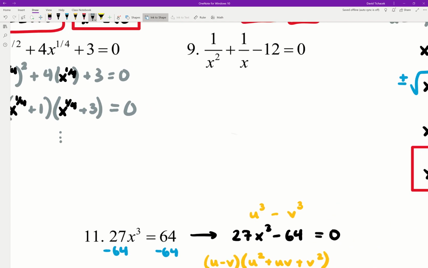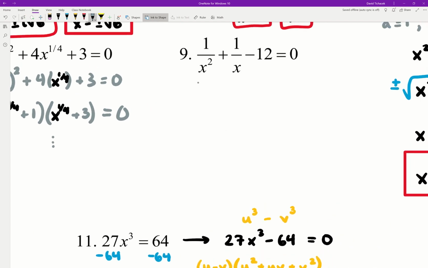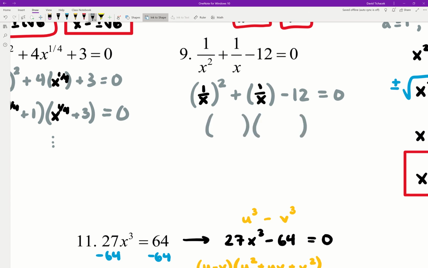In the case of number 9, you can also write this in a quadratic form by simply saying something squared plus something minus 12 is equal to 0, in which case that something would be 1 over x. Okay, and then if you were to go ahead and factor that, I believe that you could do that pretty easily by finding those numbers that multiply to make -12 but add to make +1. I believe those numbers would be -4 and +3, so +3 and -4. And then here we would put the variable in the blank, but remember playing the role of our variable here is the 1 over x.